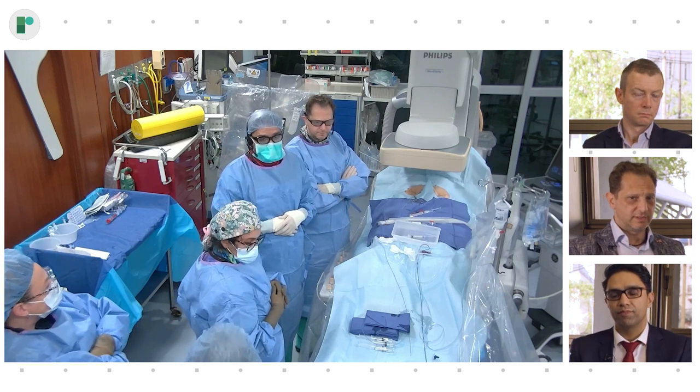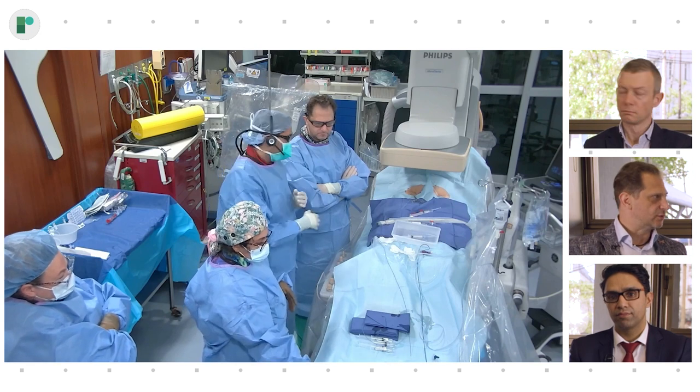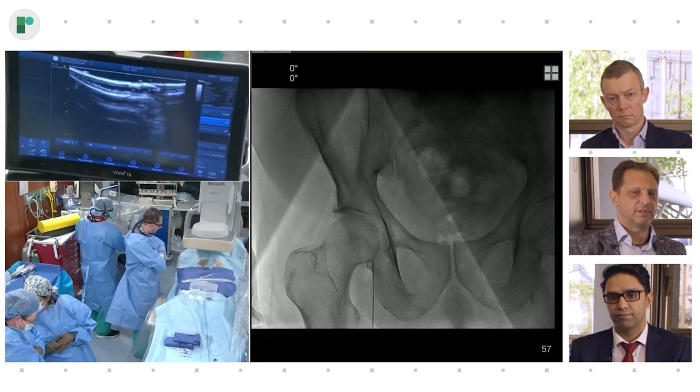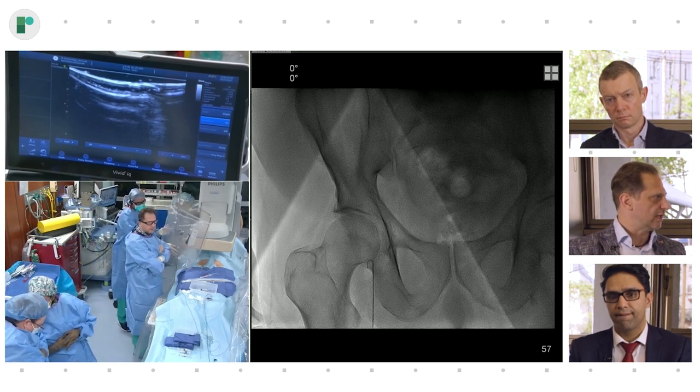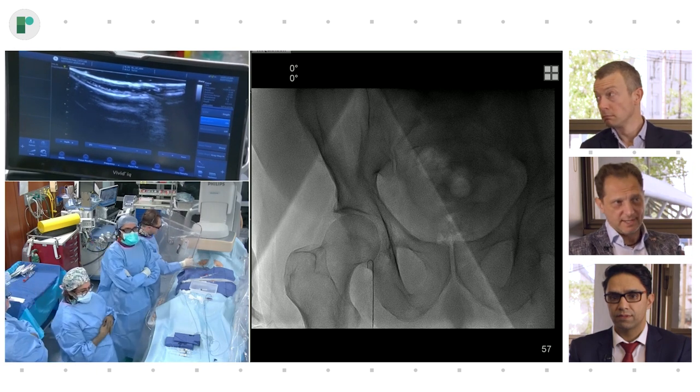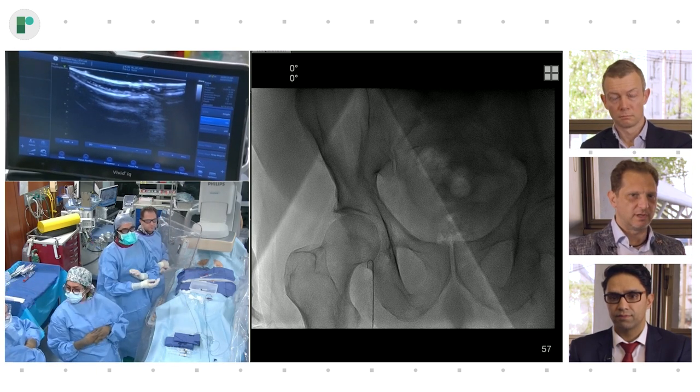So the way we do this in this case, or in all cases really, is we don't want to repeat the diagnostic. So we print out the actual picture, and then we go into the exact same view. We have a printout on the monitor, and so we do all the wiring and everything blindly.